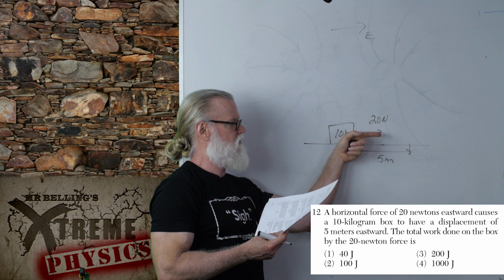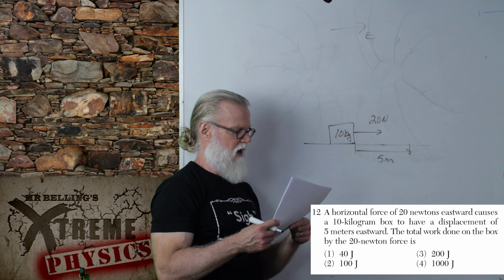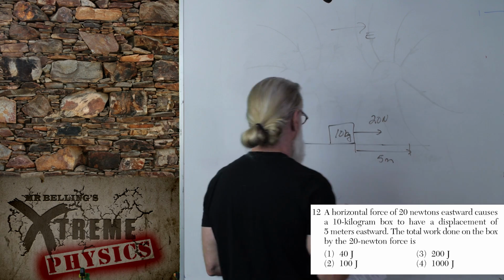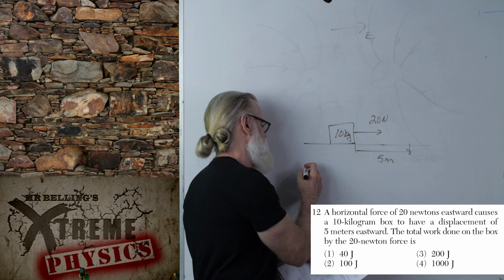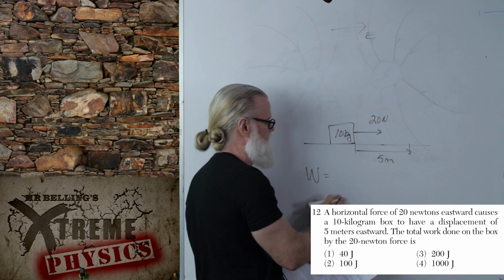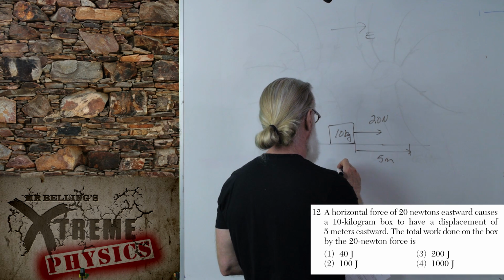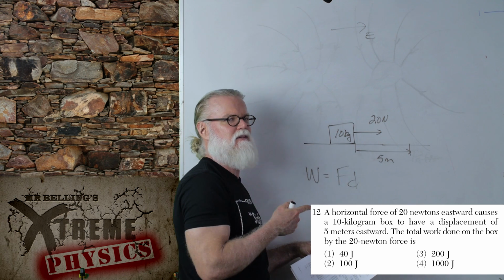All right. So we got a force of 20 newtons this way and a displacement of 5 meters that way. The total work done on the box by this 20 newton force. All right, the Board of Regents does something really nasty in this thing. If you look up, if you just like Mr. Plug and Chug or Mrs. Plug and Chug or Cousin Plug and Chug, you say, work is force times distance. But no.